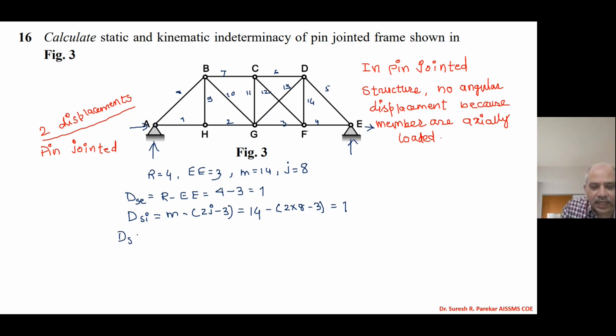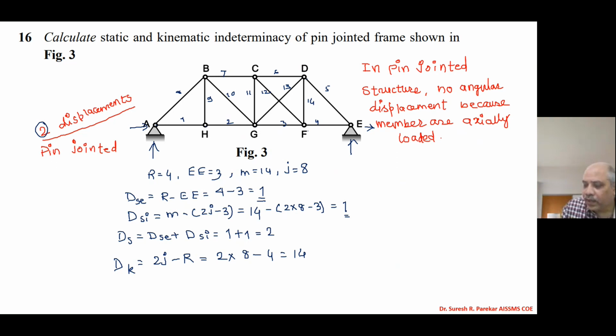And then DS we will get DSE plus DSI, and that is equal to DSE is 1, DSI is 1, so that is equal to 2. So it is indeterminate to degree 2. And then DK, here we have only one formula, 2j minus r, because at each joint we have two displacements, and r we have number of reactions. So 2 into 8 minus r, we have 4. So we have this value that is equal to 12.